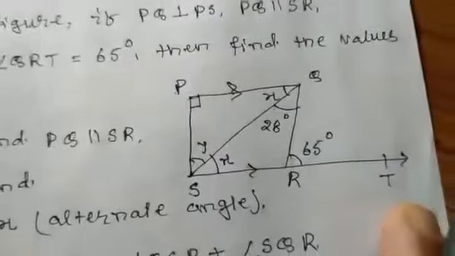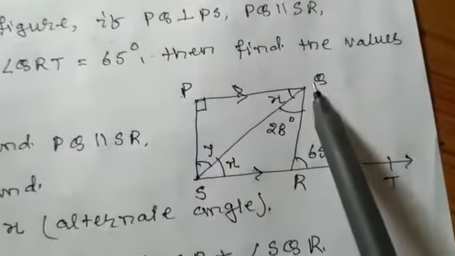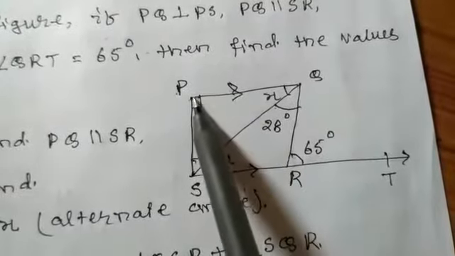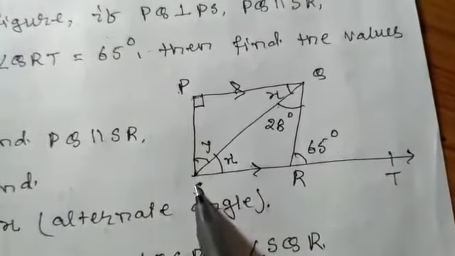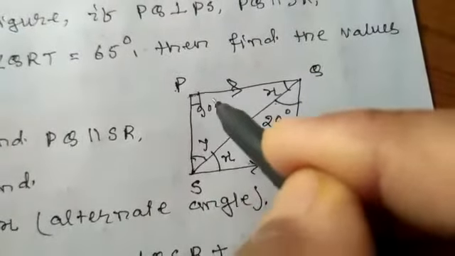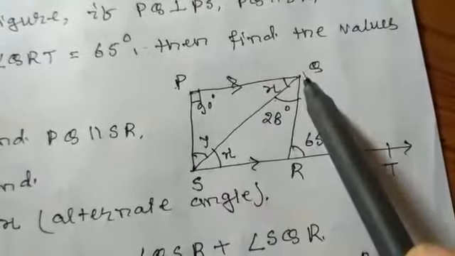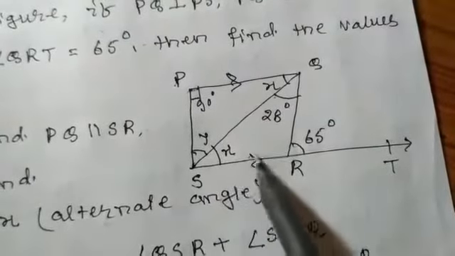Let's see the figure first. This is the figure. In this figure you can see that line PQ is perpendicular to PS. So here angle P is 90 degrees. And line PQ is parallel to line SR.